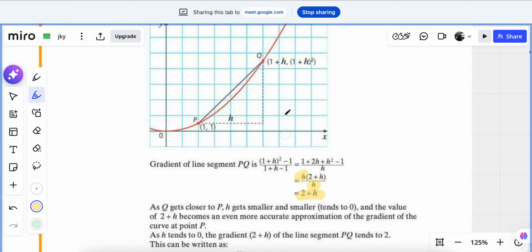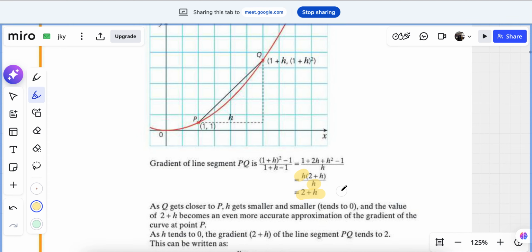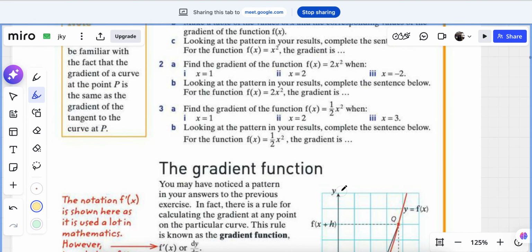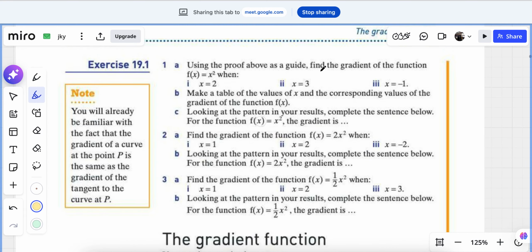So it's easy, no matter what. It's the same gradient formula we follow. We just substitute the coordinate values into the gradient formula. Is that okay? So let's move on. You can pause the video and try some of these questions.